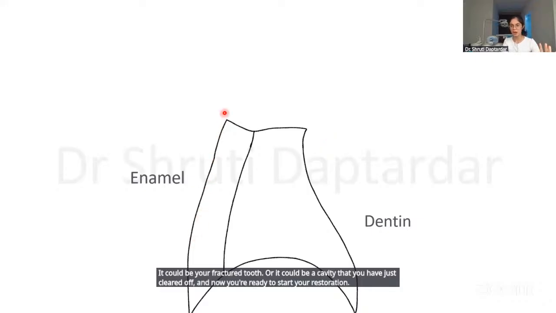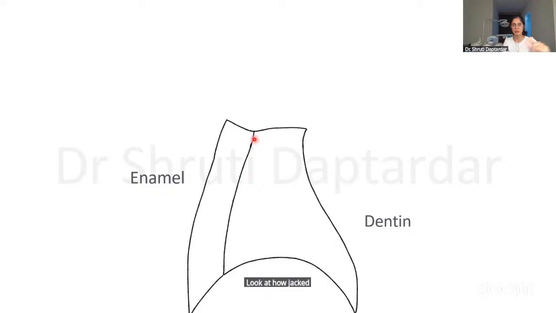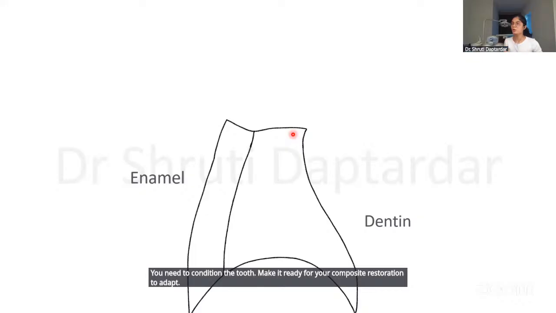Look at how jagged or rough these margins are. If you try and directly restore this particular tooth in this fashion, you are bound to create a restoration that is extremely obvious and the demarcation line is going to be visible. You need to condition the tooth, make it ready for your composite restoration to adapt. How are you going to do that?